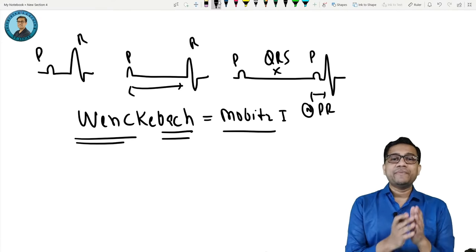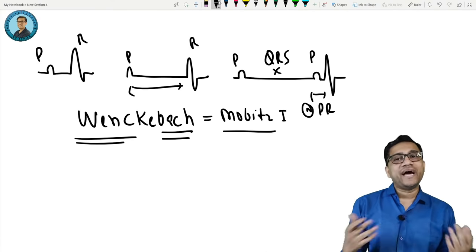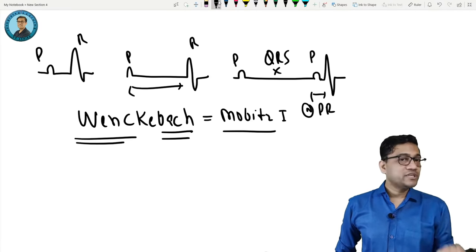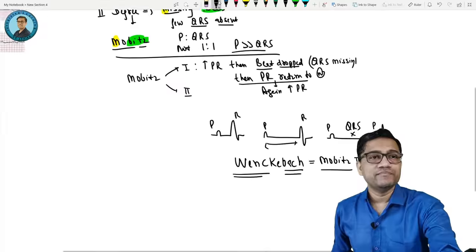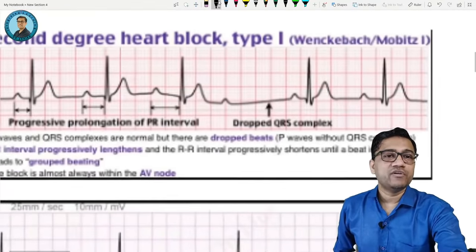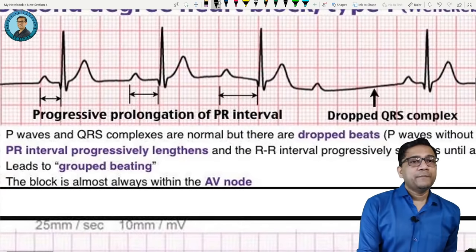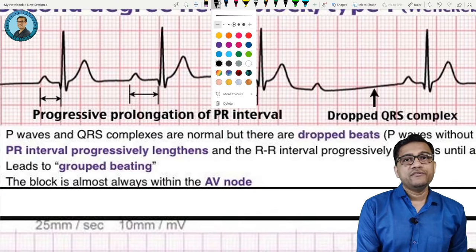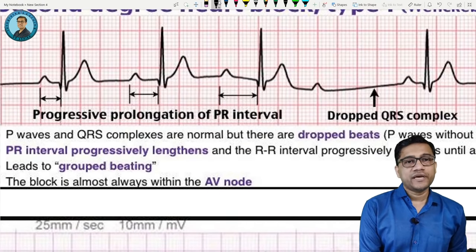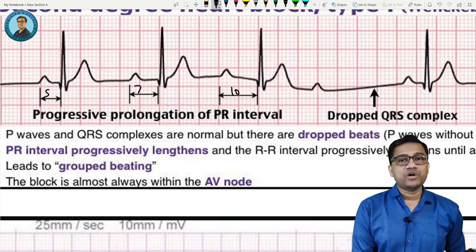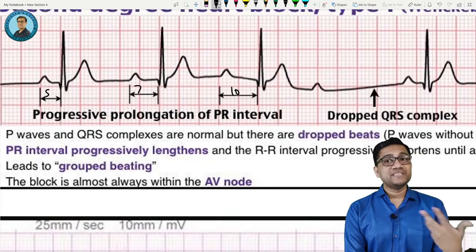So what happened? PR increases, then QRS is absent. PR increases, QRS is absent. So what does it look like? Let's see this in graph form. Can you see here, what is the funda? See, PR is how many boxes? 1, 2, 3, 4, 5, 6 boxes, clear? Here it is 7 boxes. Here 10 boxes. So 10 boxes means it is increasing.